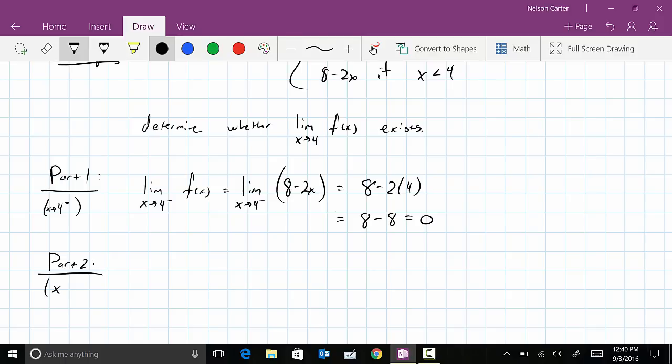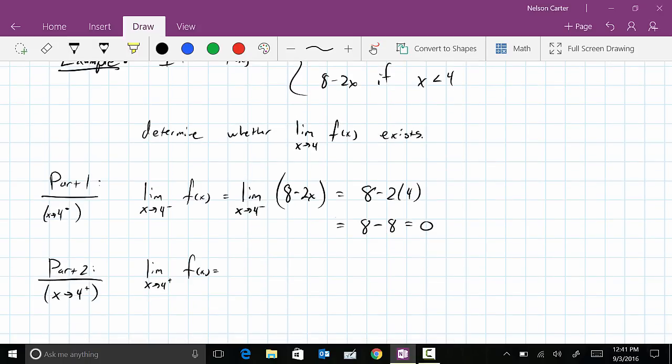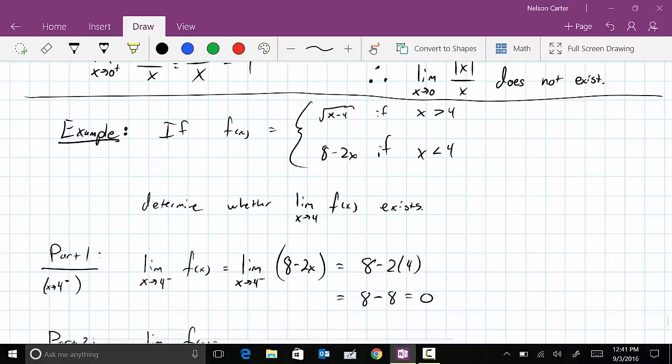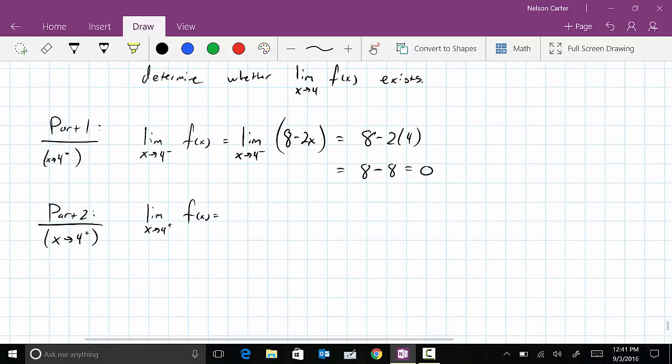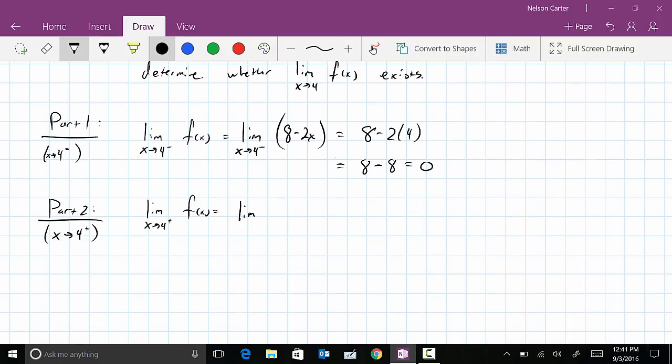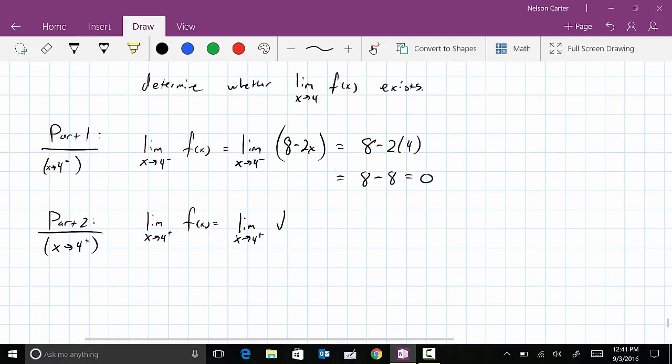We're going to look at what happens when x is approaching 4 from the right. So we have the limit as x approaches 4 from the right of f of x. Okay, and that's going to be the same thing. If we're to the right of 4, then the values that we have are greater than 4. So that's these. So that means that now f of x looks like the square root of x minus 4. So this is going to be the same thing as the limit as x approaches 4 from the right of the square root of x minus 4.